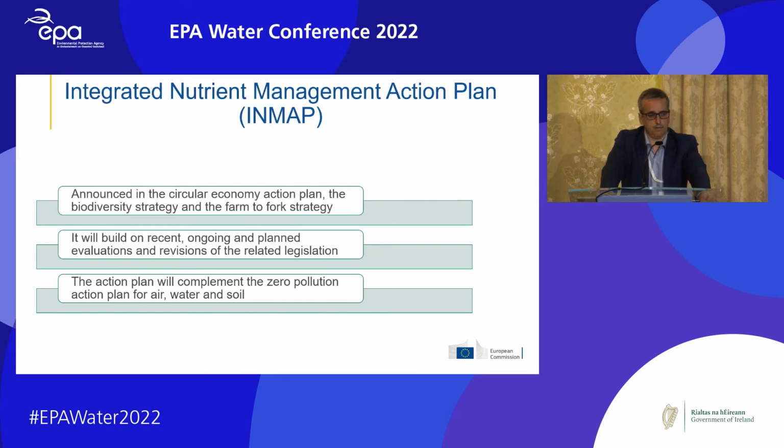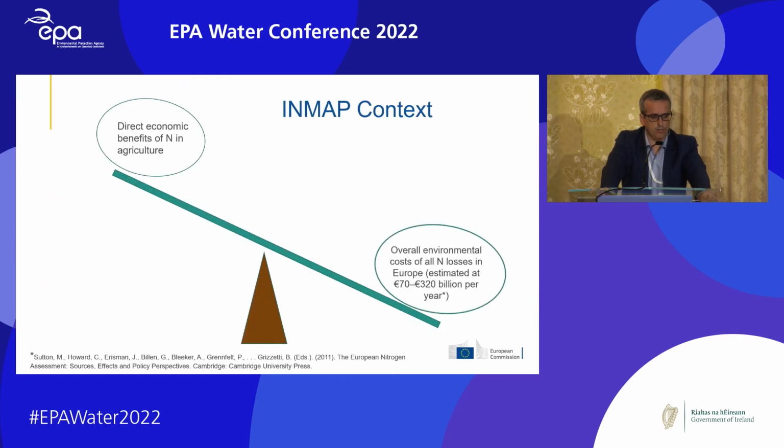Now, the Integrated Nutrient Management Action Plan is under development. The action plan is intended to complement the Zero Pollution Action Plan for water, air, and soil. It was announced in the European Green Deal, as explained before. It will look at all environmental sections, namely water and soil, and it is not only related to agriculture. It will look at different relevant economic sectors, namely agriculture, industry, transport, waste, and so on and so forth.